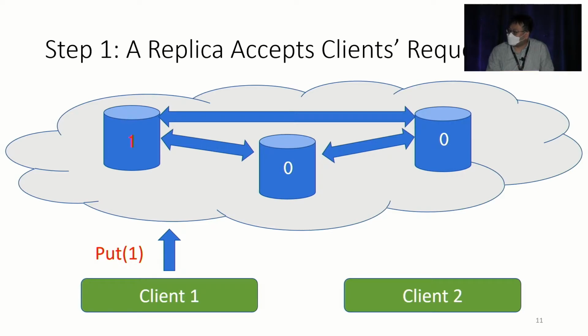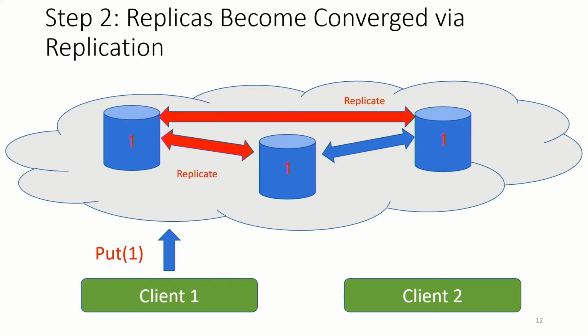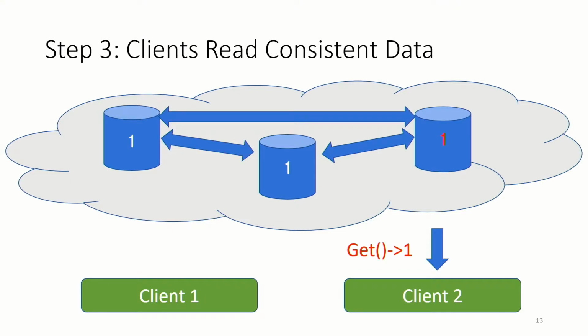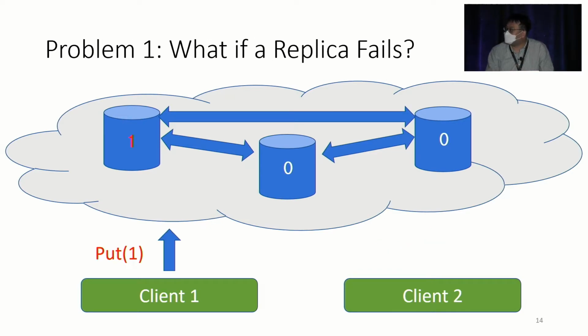What happens is client 1 sends a put request, one of the replicas commits that operation, and it becomes different from other replicas, so replicas diverge. But then the replication protocol works, and other replicas replicate that operation and commit it, so their data sets become equivalent, so replicas converge. Then a client reads data from an arbitrary replica and still gets the consistent value, which is value 1.